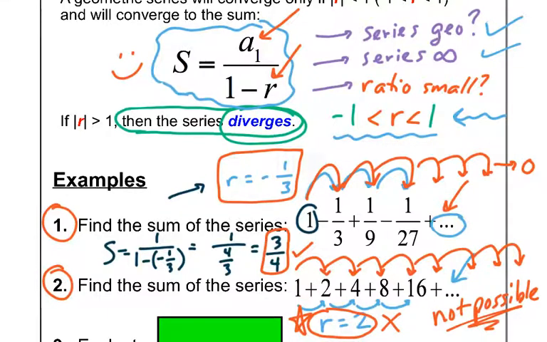There you go, folks. That's how you find the sum of both a finite geometric series and an infinite geometric series. Great job.